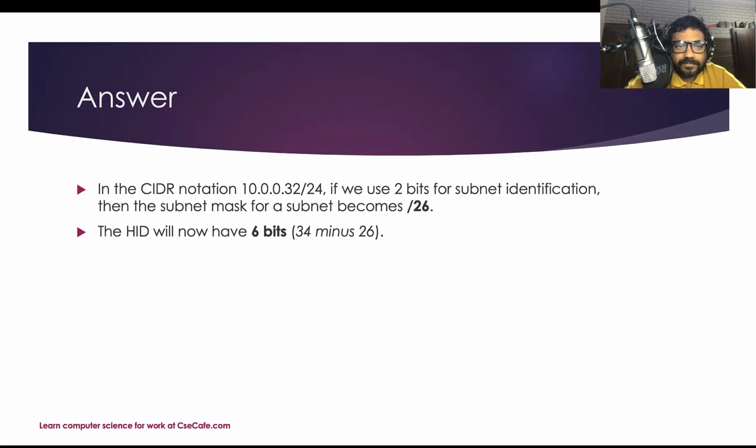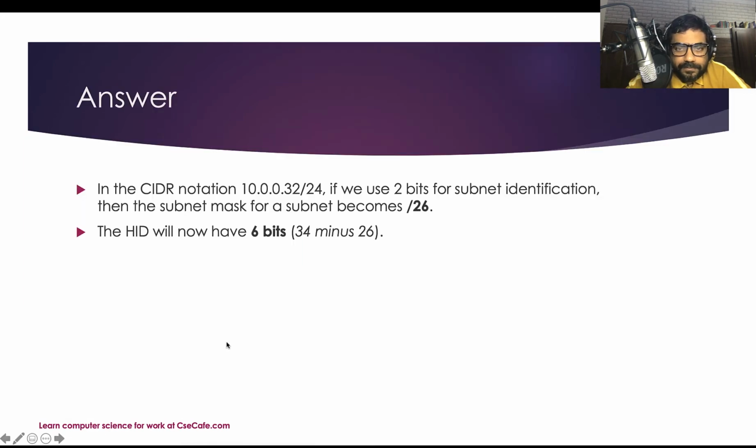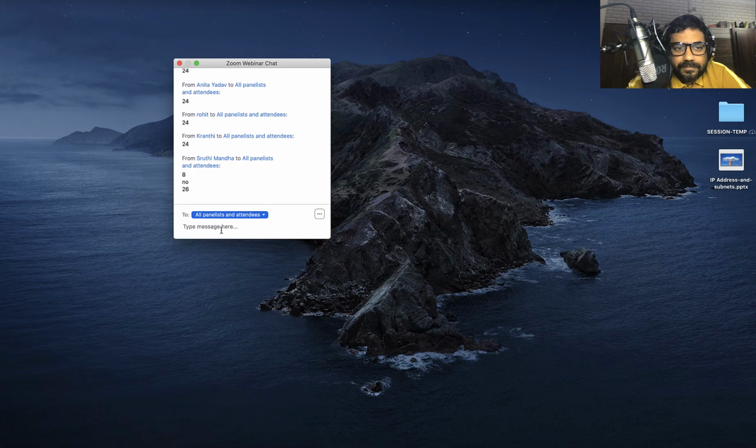What was the question? Consider the CIDR notation of 10.0.0.32/24. Here /24 is the current network identifier, and if you use 2 more bits for subnet identification, when I showed the diagram, everybody said you understood the diagram and there were no questions, right? Then the total routing prefix will be 26. Based on that, the HID will be 32 minus 26, which is 6.